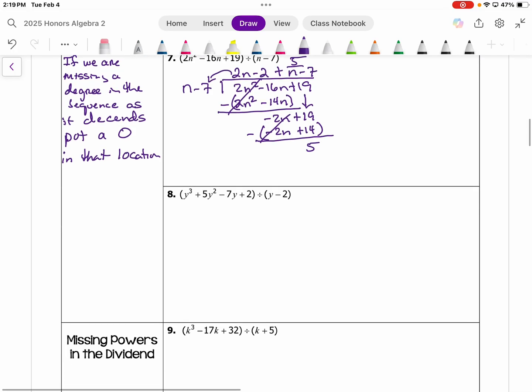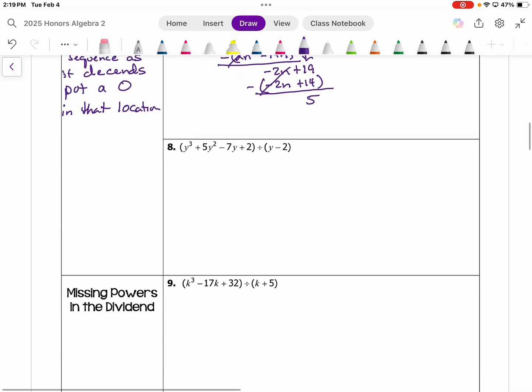Coach is going to scroll ahead a little bit. Ooh, here we go. Number 9. Missing powers in the dividend. The dividend is what's in the front. It's what's on top of the fraction. The divisor is what's on the bottom or what you're dividing by. So, again, that's technically the dividend, and that was the divisor. Your answer is your quotient.